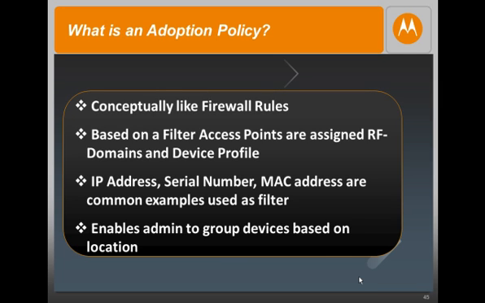So what is an adoption policy? Adoption policies are like firewall rules. Based on certain filters, actions can be taken. Filters could be IP addresses, serial numbers, MAC addresses, and the actions could be what kind of RF domain and profile should be assigned to an AP. So assume an AP is coming from subnet 192.168.5.0. Based on that subnet, we can force that AP to get a certain profile and a certain RF domain. This enables the admin to group devices based on certain locations or certain parameters.